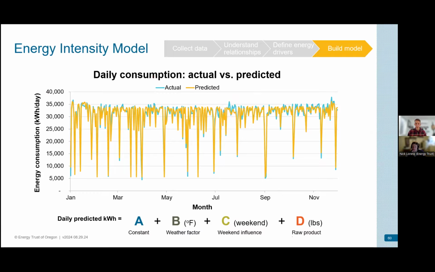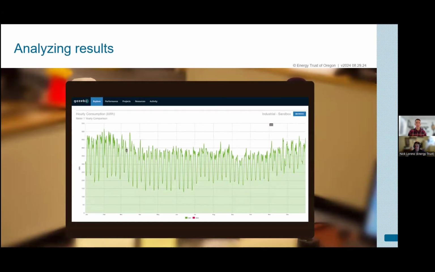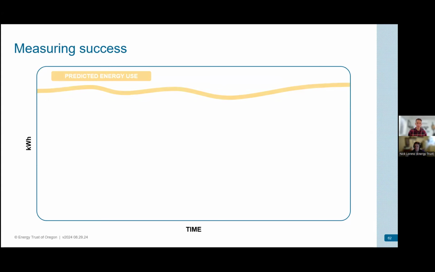All right, so now that we have the model built and we have this way to predict energy use, we want to start thinking about how we're going to analyze results. And we're going to start off by looking at a pretty simple schematic here before we jump back into the data for Gizmic Gadget Co. So in this case, we've got our predicted energy use up top. That's going to take into account all the different energy drivers that are relevant for the facility. The vertical axis here is energy use in kilowatt hours. The horizontal axis is going to be time. And let's just say around here, this is when first year SEM began.